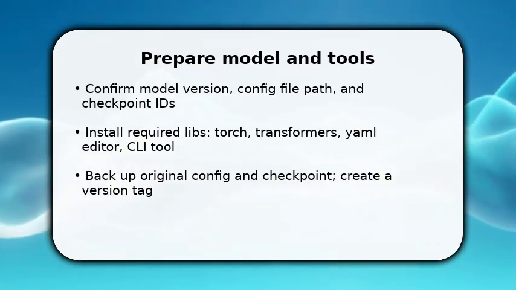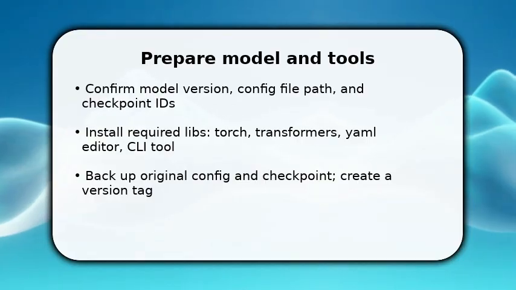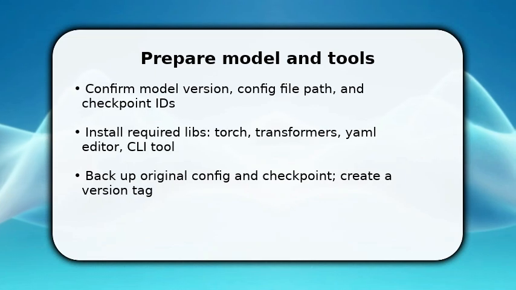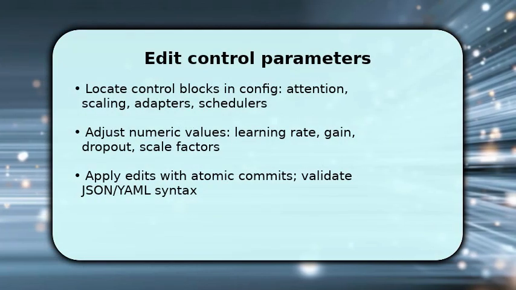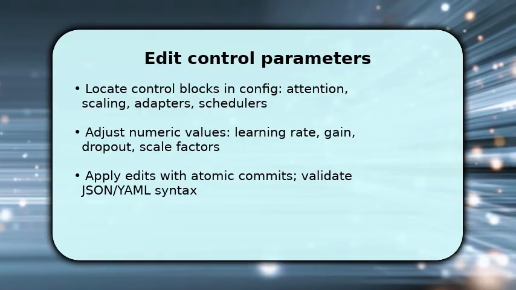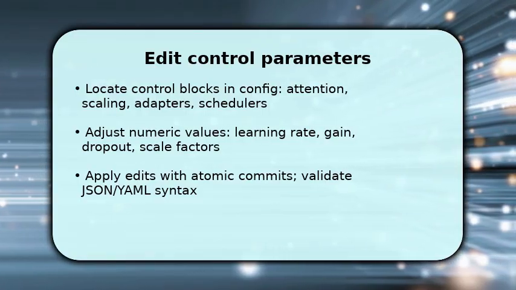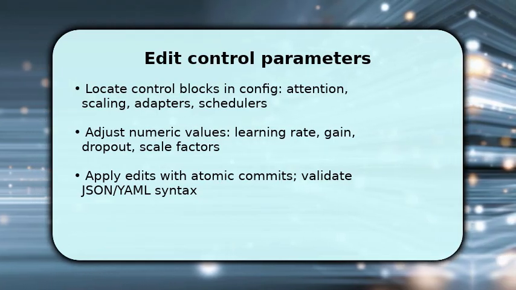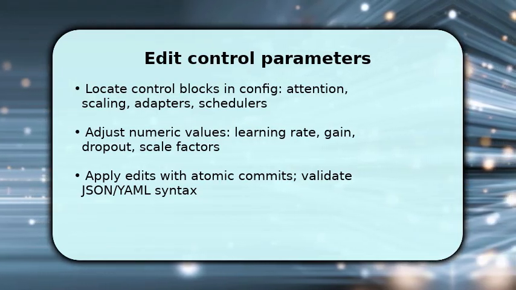Next, load the model in evaluation mode so you can safely inspect control layers and current parameter values before making any edits. You now modify the control parameters themselves. Identify the control blocks such as attention masks, scaling factors, adapters, or schedulers, and change numbers deliberately. Small steps like 0.1 or 0.01 matter.